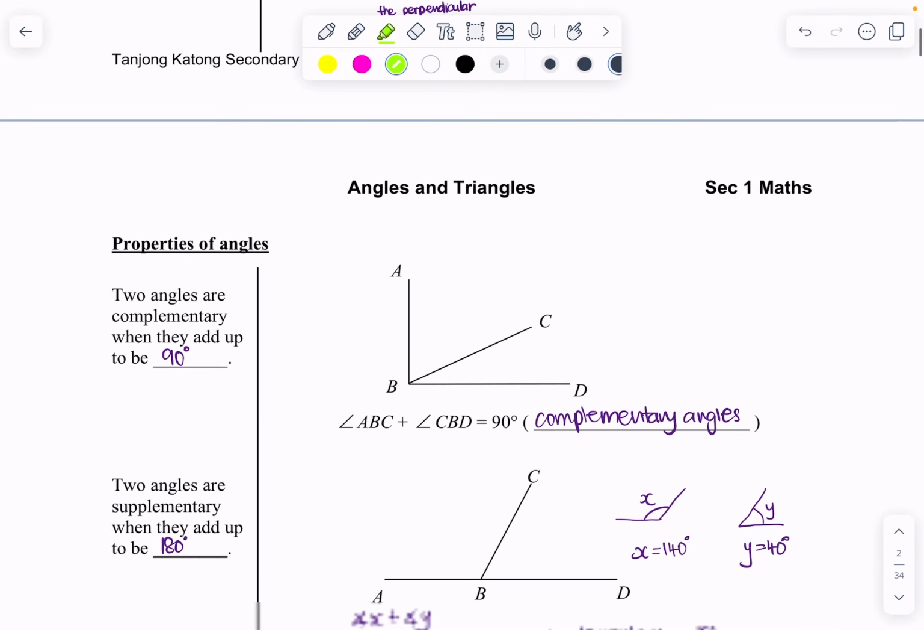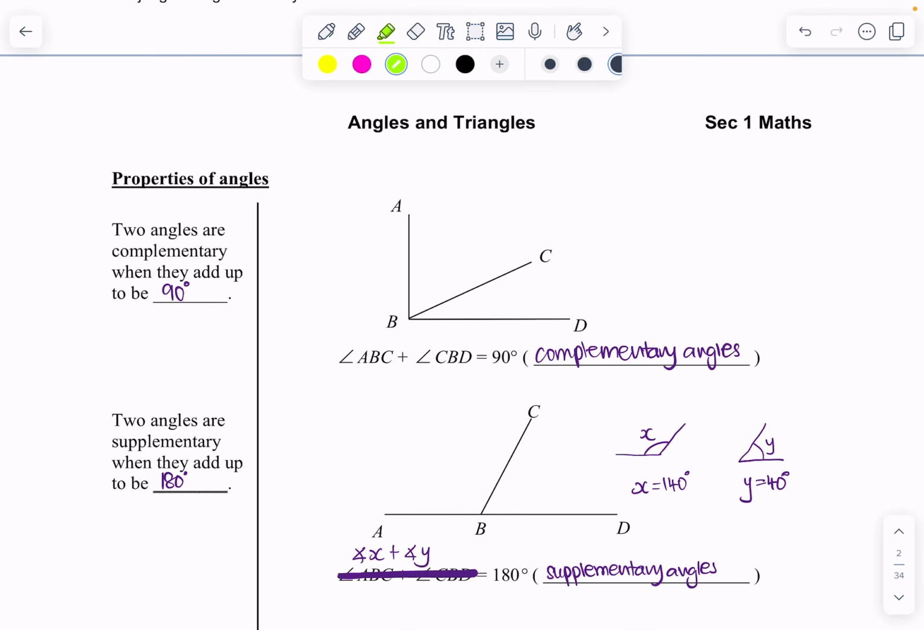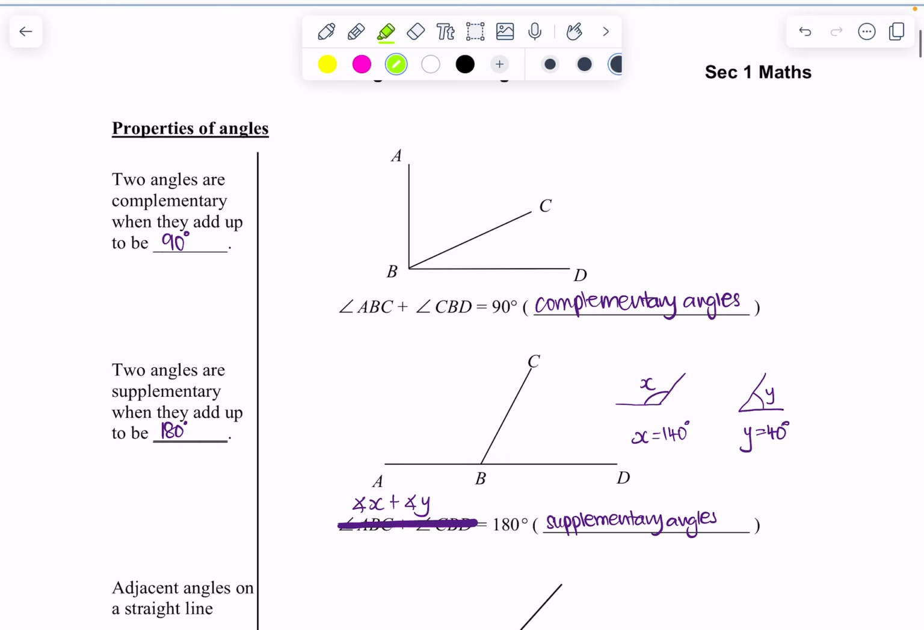Okay, next, let us look at some of the properties of angles that you would have learned in primary school. When two angles add up to 90 degrees, we call these angles complementary angles. So in this diagram, if I tell you that this is 90 degrees, then it would mean that these two angles here will add up to 90 degrees. Therefore, we can say that the two angles are complementary angles.